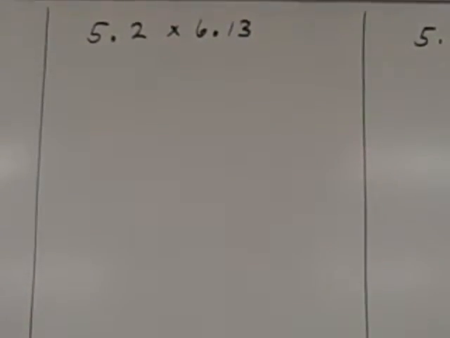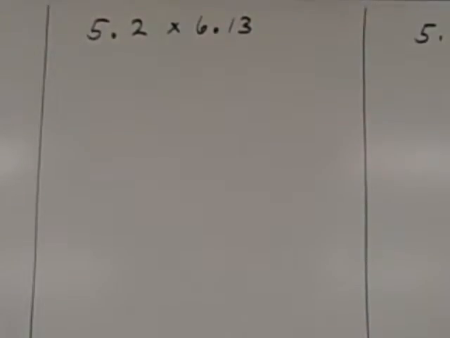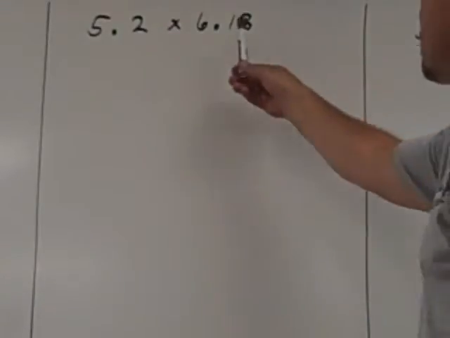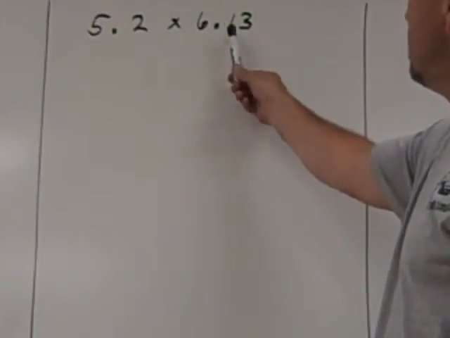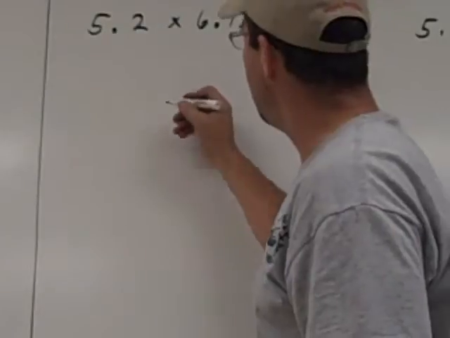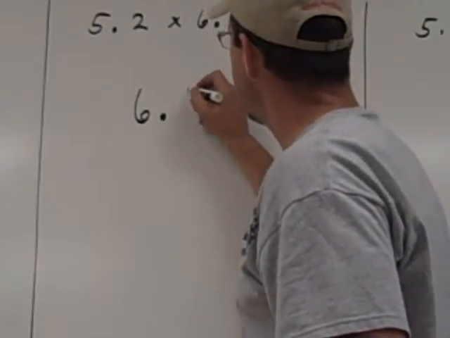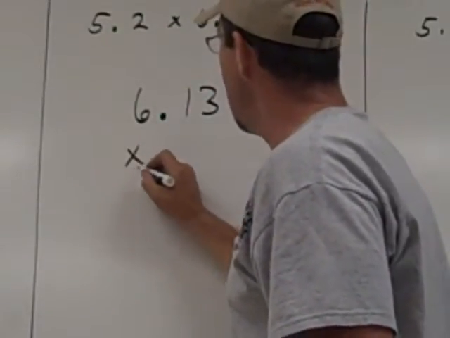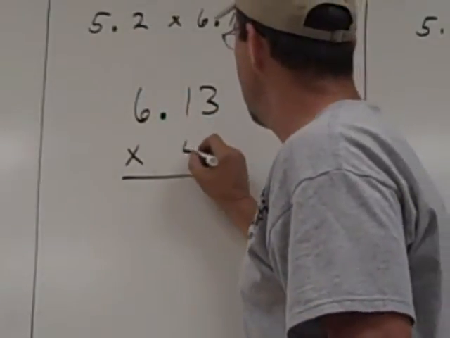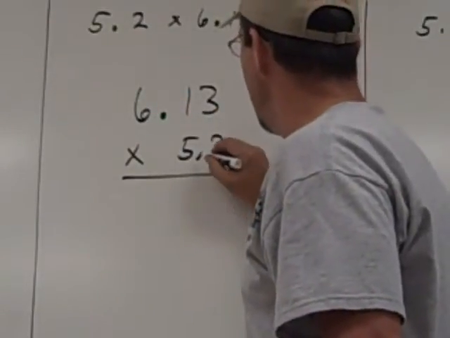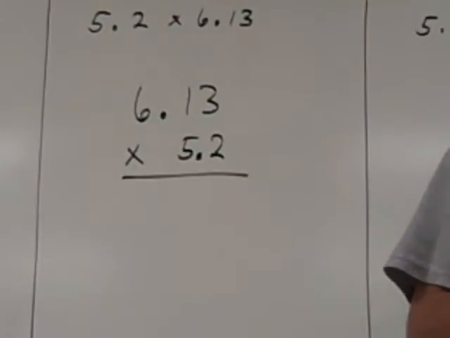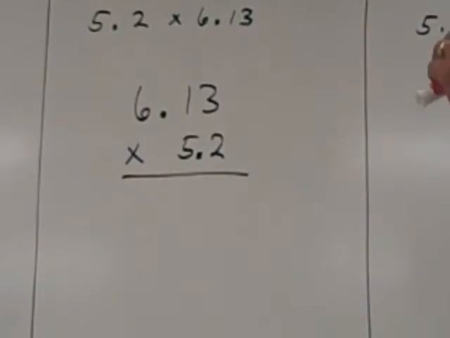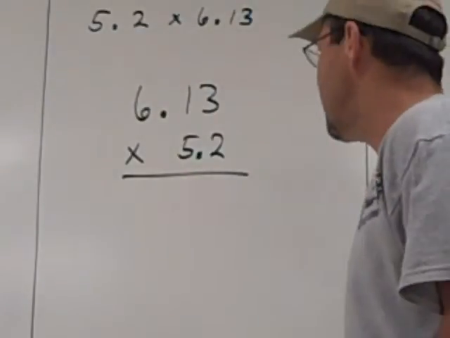All right, 5.2 times 6.13. You'll notice this one has 3 digits, so I'm going to write it on top. 6.13 times 5.2, the 2 digits. Notice both numbers have a decimal. That's okay, I'm not going to worry about it. I'm going to do my multiplication first.